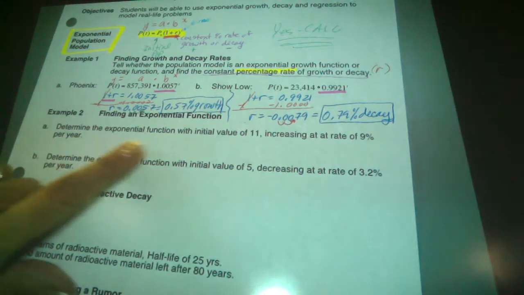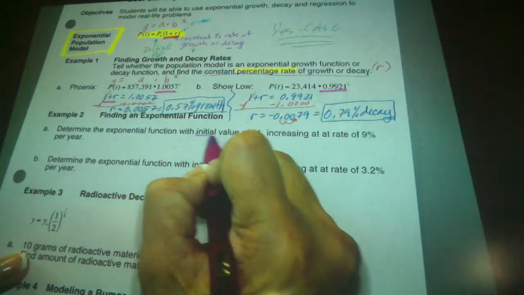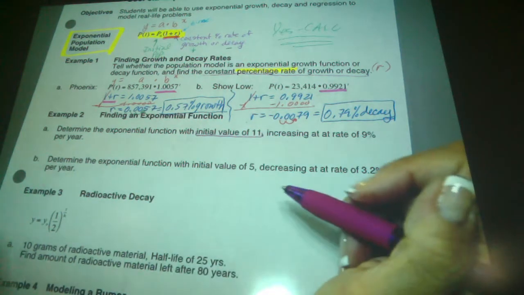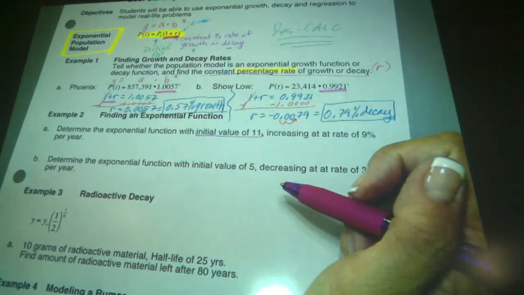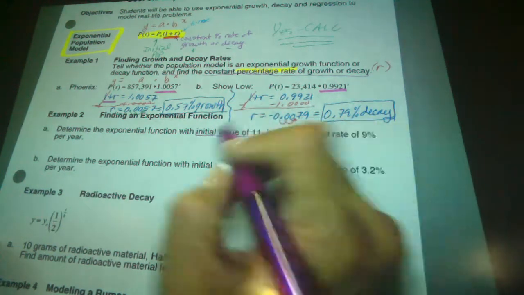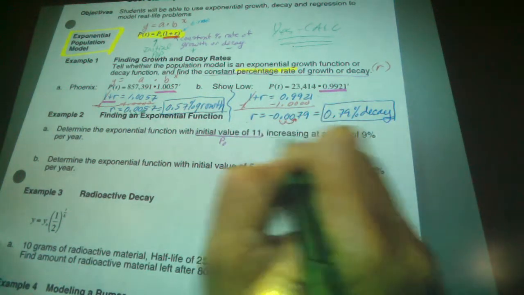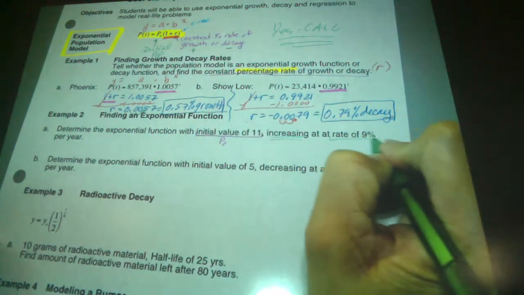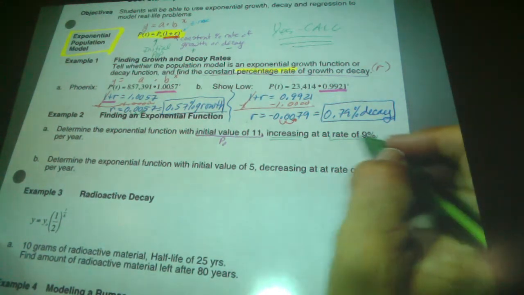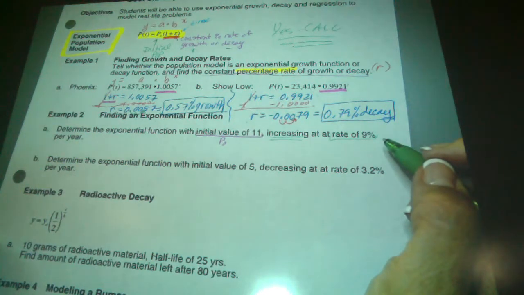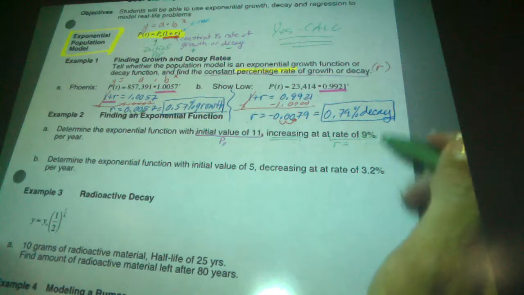So determine the exponential function with an initial value of 11. So initial value of 11 is what value here? Is it P of T? Is it P sub 0? Is it R? Or is it T? P of 0. This is P of 0. And then increasing, very important that it says increasing at a rate of 9%. What's the 9% going to represent? R. And don't I want to convert this to its non-percent form?